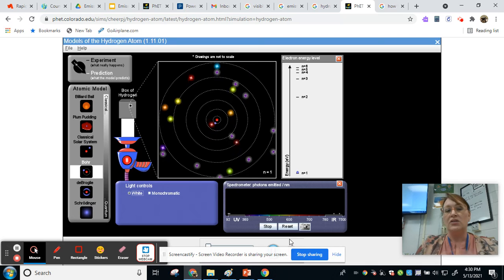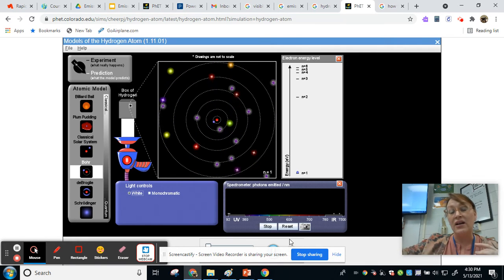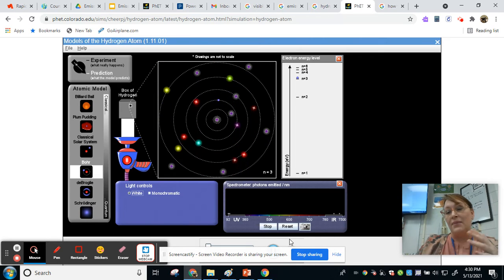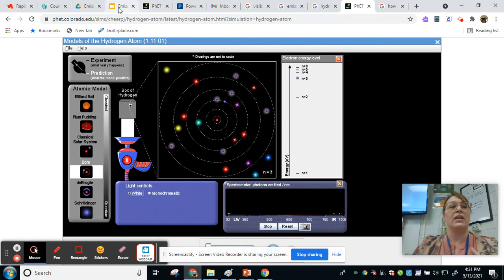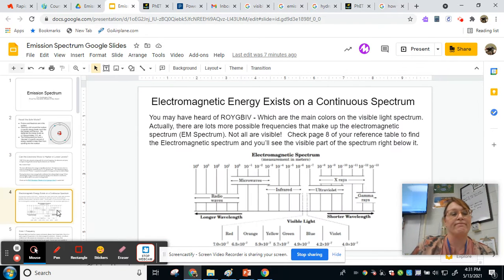It just did it. So this just kind of shows you how the electron can jump out to higher energy levels and then drop back to lower energy levels and emit energy. All right, let's go back to our PowerPoint here. It's a really fun simulation.